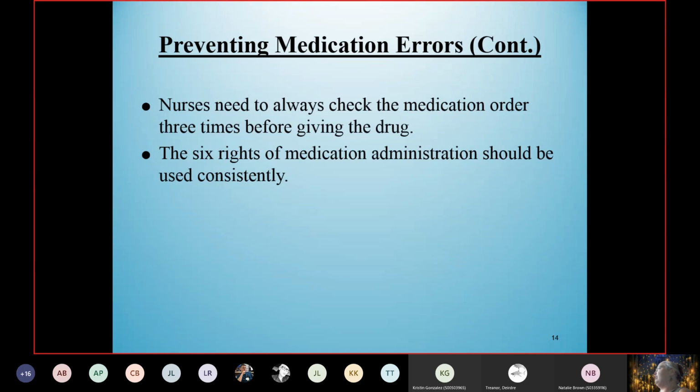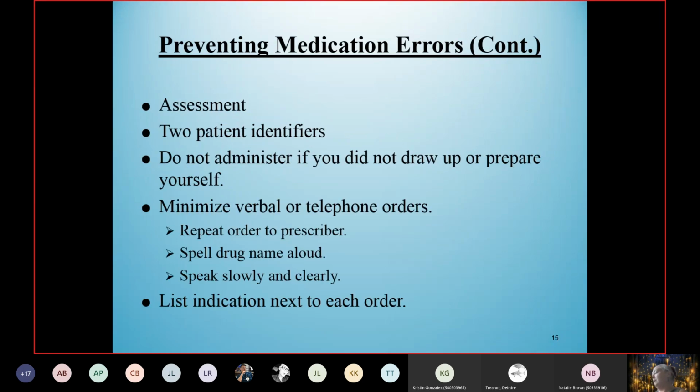Always check the medication 3 times before giving a drug. 3 times. Okay. And again, I need to edit these, I really need to go back through these. 10 rights. Make sure you're using your 10 rights. Other thing, medication errors: make sure you're assessing your patient before, during, and after medication administration. Make sure you're using your 2 patient identifiers. That's what you're going to use all the time.